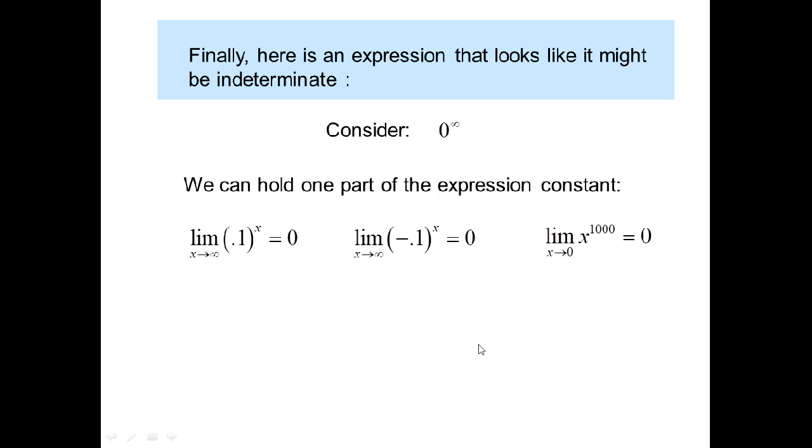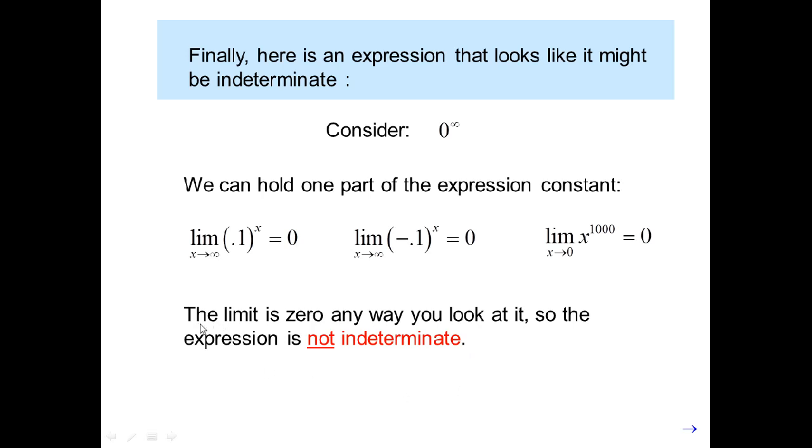So you've got to be careful and make sure that what you're dealing with isn't an indeterminate form. All combinations of 0 and infinity are not, like the case right here. So in this case, the limit of this thing is 0 any way you look at it. Whichever one you're holding constant or small, the expression therefore is not indeterminate.